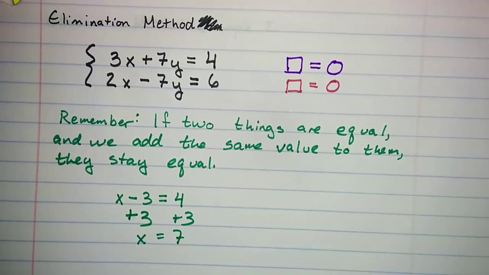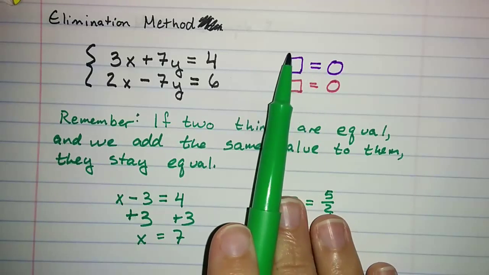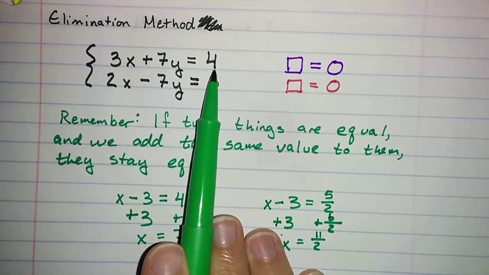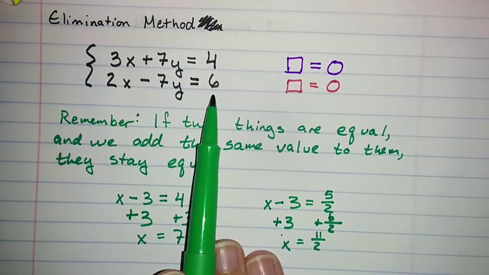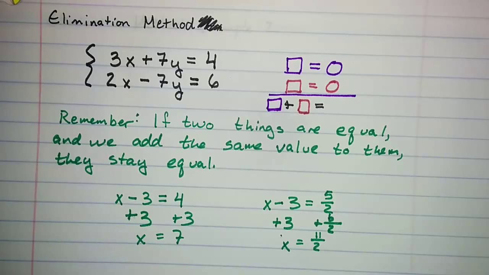But there's a key fact that we haven't really used very much yet, and that is that we don't need to add exactly the same object. We can add just things that are equal to each other. So if we had x minus 3 equals 5 halves, we could think we're adding 3 over here, and we're adding 6 halves over here, because 3 and 6 halves are equal to each other. We'll get x is 11 halves. In the same way, if we know that 3x plus 7y equals 4, and 2x minus 7y equals 6, we can put these together by adding the two left sides and saying that that's equal to the sum of the two right sides.